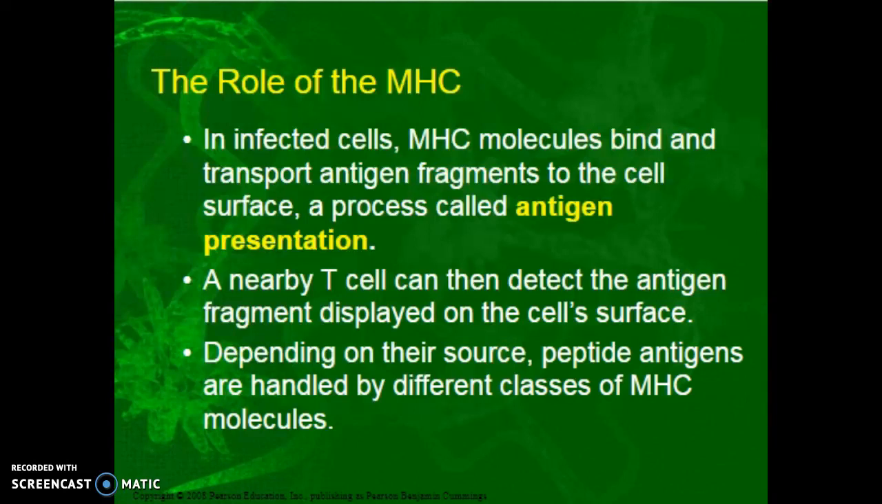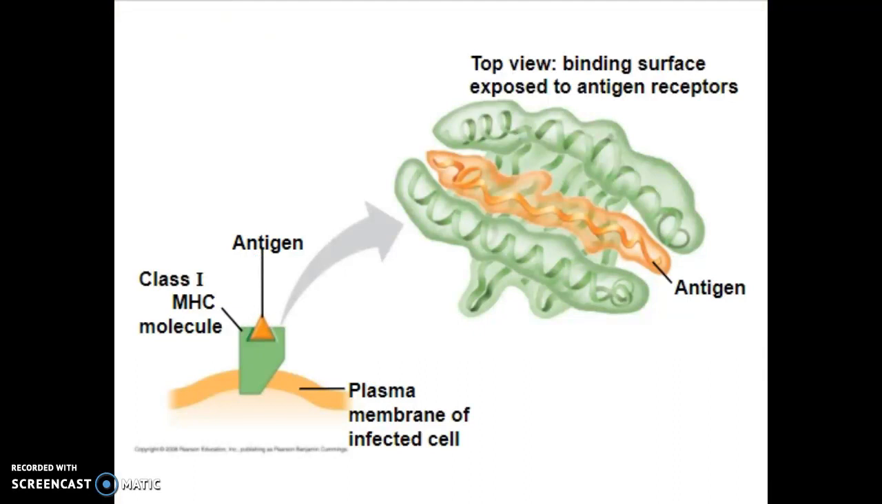So assuming that this is some sort of pathogen that has infected a cell, one of my cells can recognize that it's been infected. It's going to then express these antigens. A nearby T cell recognizes, hey, something is wrong there. Something needs to happen. Depending on which antigen you are exposed to, you're going to have a different type of MHC molecules. So here's kind of what we're talking about there.